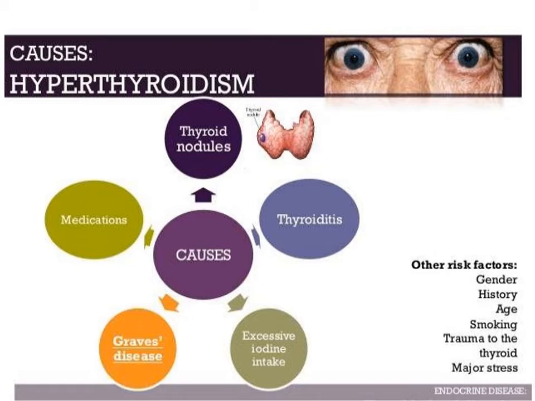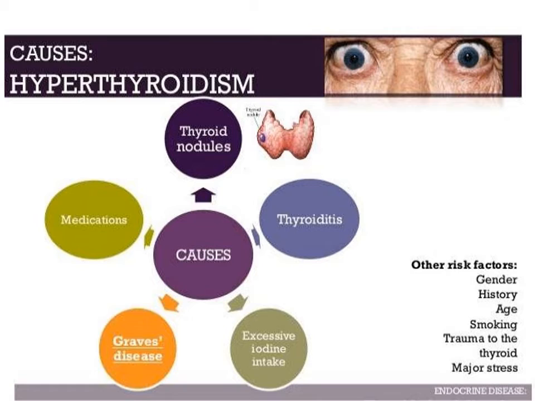autoantibodies against the TSH receptors, and those autoantibodies lead to increased production of thyroid hormones due to the continuous stimulus effect on the receptors. It could be due to certain medications that lead to increased levels of T3 and T4 in the blood.